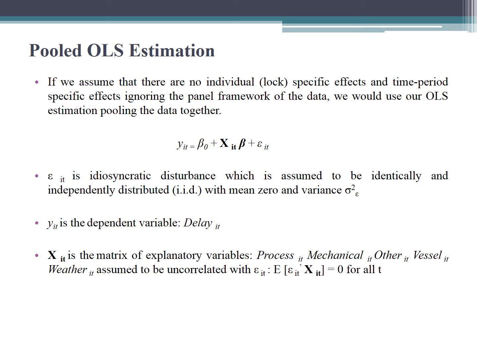y_it is our dependent variable, average delay time, and x_it is the matrix of explanatory variables, which includes average processing time and the frequency of unscheduled closures by category: mechanical, other, vessel, and weather. The main assumption for consistently estimating pooled OLS here is the error terms are uncorrelated with the explanatory variables for that time period only. That means we don't allow contemporaneous correlation across error and explanatory variables.